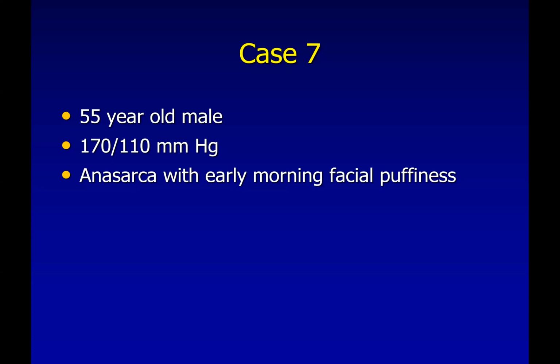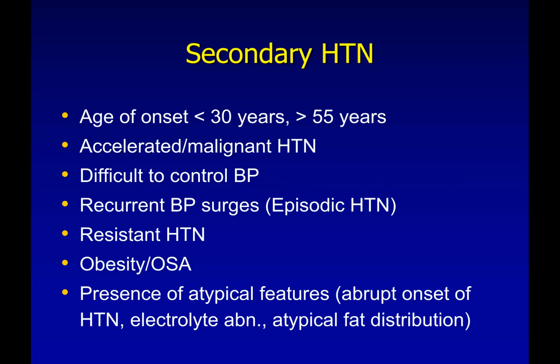Now this is a 55-year-old male, so you should think that it is not simple plain hypertension. It may be a secondary hypertension. When should you suspect secondary hypertension? Age of onset less than 30 years, so extremes of age, not the usual 30 to 55 year age population. Then patients who present to you with accelerated hypertension or malignant hypertension, where you face difficulty in controlling BP. Recurrent BP surges are there. Episodic hypertension may be seen with pheochromocytoma, even in patients who have heart failure. Resistant hypertension: you are using 3 drugs, of which one is a diuretic, and the BP is still not controlled.